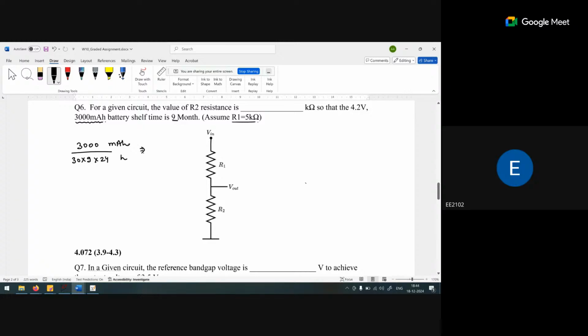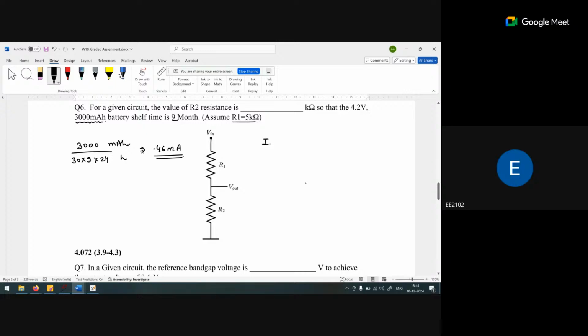So how much current? It is 3000 divided by 30 times 9 times 24, so it is 0.46 milliampere. That is the current.